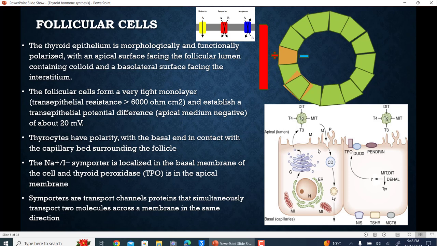In the basolateral surface of the thyroid cell, we have a pump which is responsible for the transport of sodium and iodide, and it is called a symporter. A symporter is a channel protein which transports two different ions in the same direction. Here sodium and iodine are both transported from the interstitial space into the interior of the thyroid cell. So this is a symporter channel, and it is located on the basolateral membrane of the thyroid.